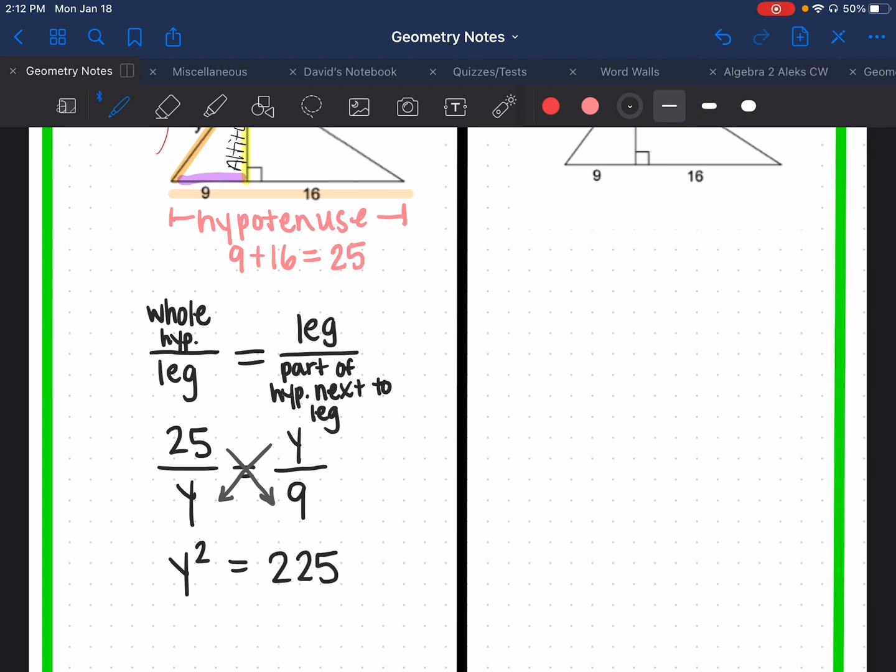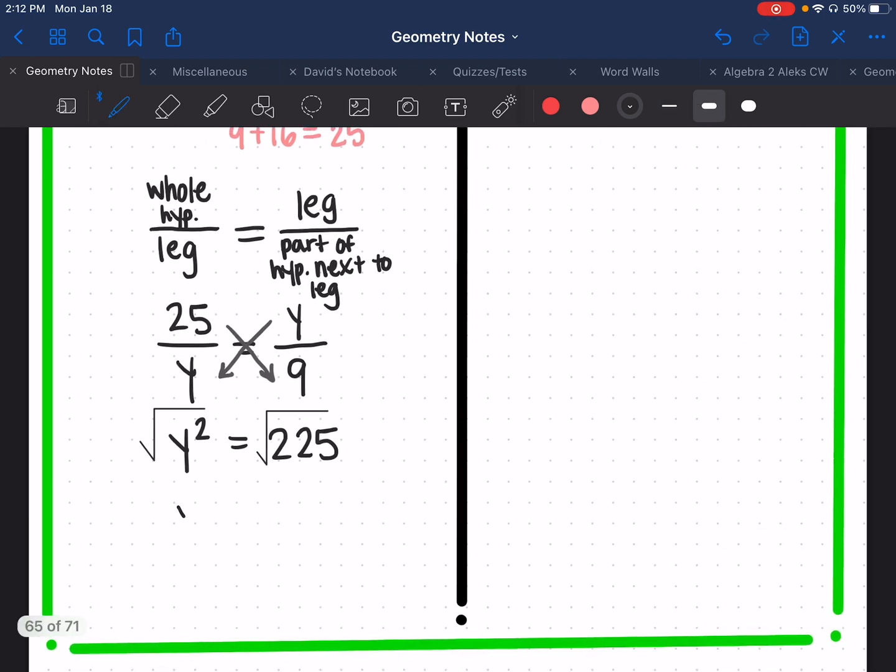You're going to go ahead and take the square root of both sides. The square root of y squared is y, and the square root of 225 is positive 15. It is also negative 15, but remember we are in geometry and we're talking about a piece of a triangle, so I cannot have a negative answer.